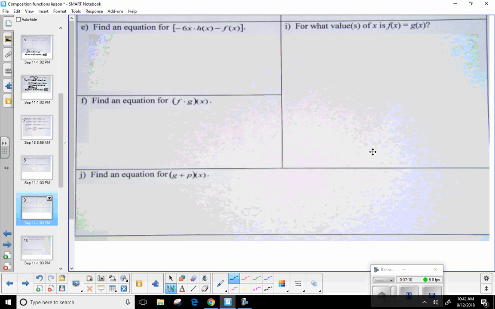All right, but next up. So starting with E, we go ahead and start looking at just working with the functions themselves. So E is not a composition.